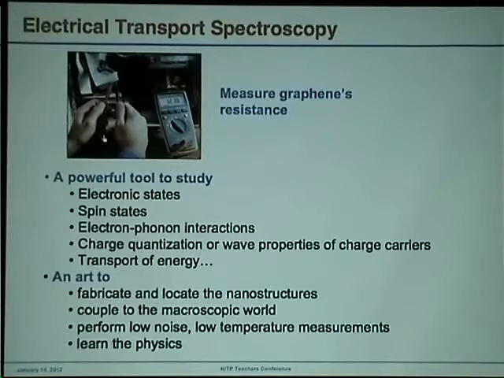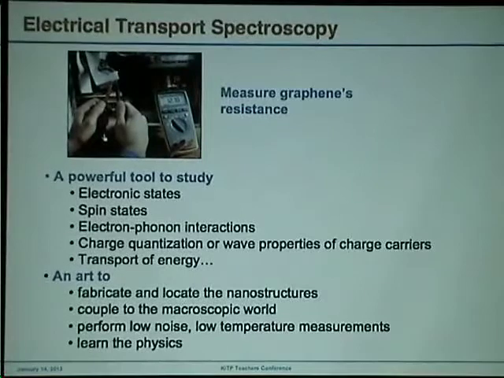You can tell whether electrons act as charged particles or waves. You can study the transport of heat or energy. And it's also an art to fabricate and locate graphene. You have to make something this tiny, one atomic layer thick, and connect it to your hand so that you can turn a knob on something to change its property, right? So that's not easy.